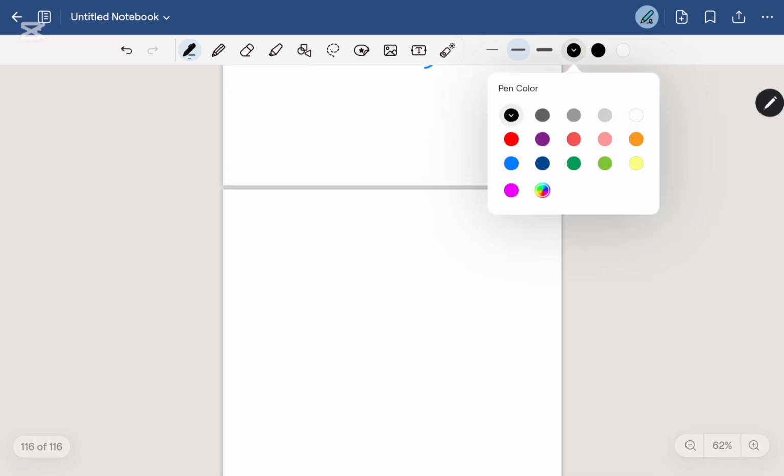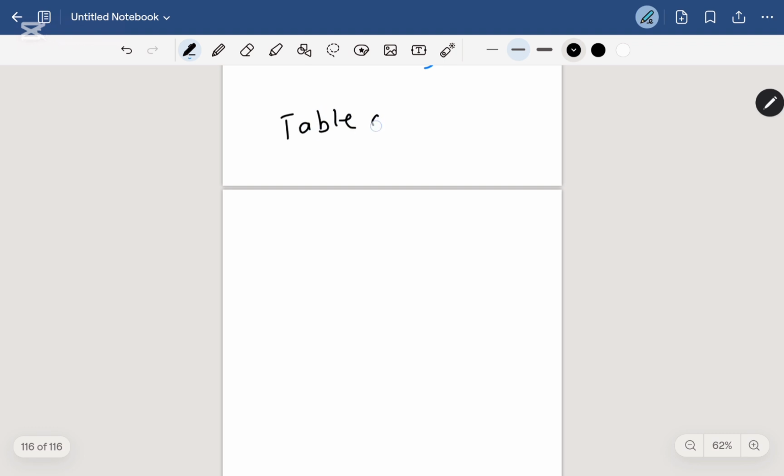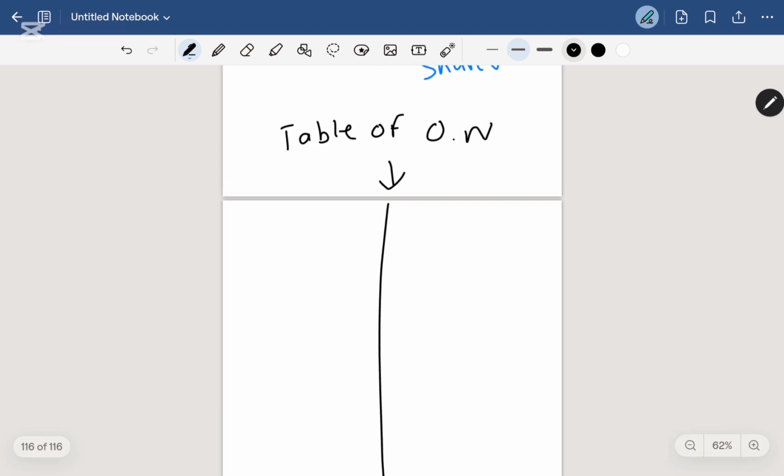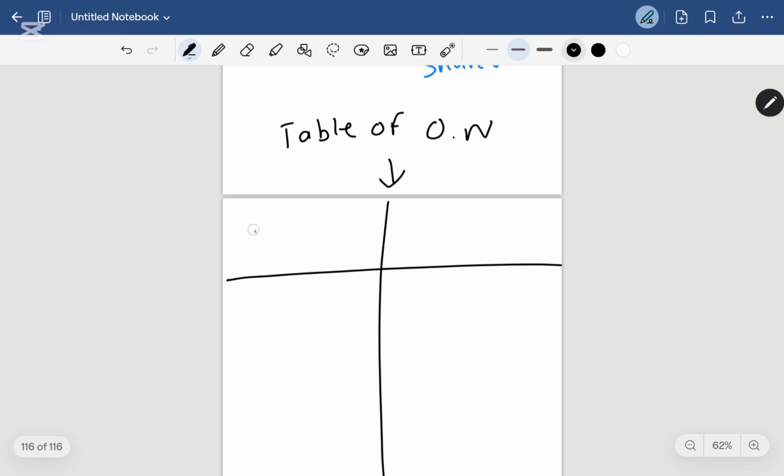Okay, I'm going to write it here. So down is the table of oxidation numbers. Okay, how does it work? We're going to draw a line like this. It's not a proper line, but it works. Here we are going to have the atom, or whatever it is, or compound, and then here we are going to have its oxidation number.